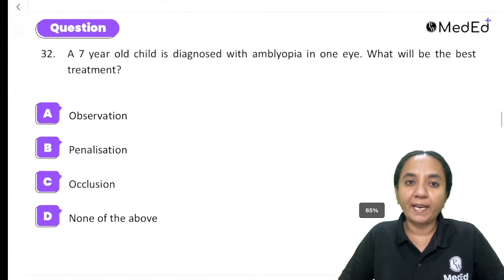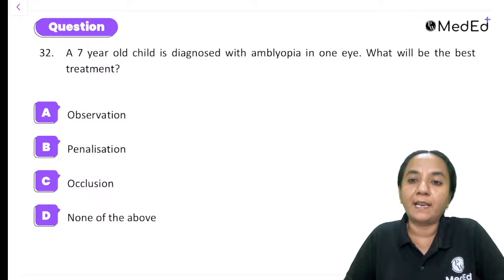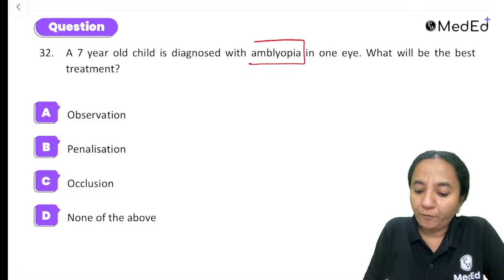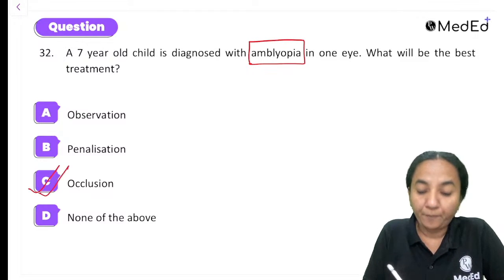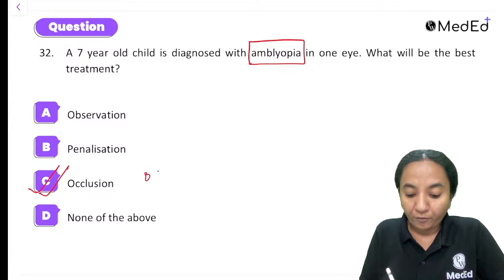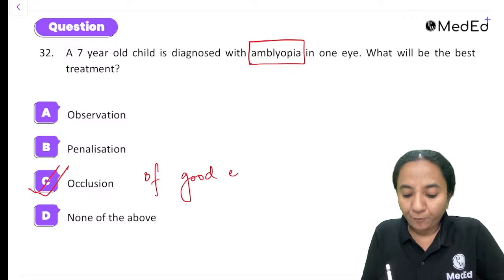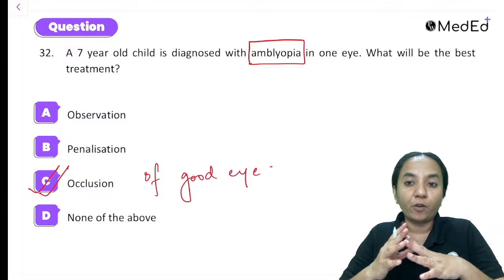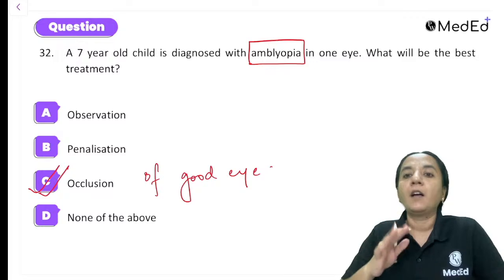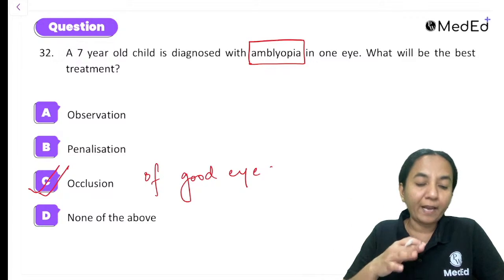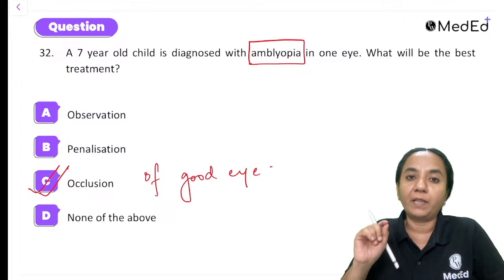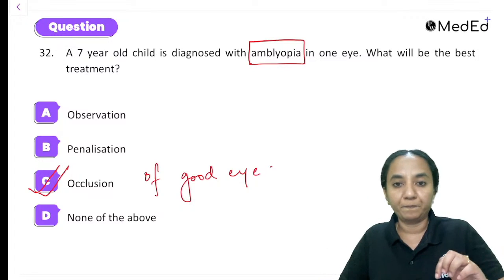A 7-year-old child is diagnosed with amblyopia. What is the line of management? So what is the first line of management for children with amblyopia? It is occlusion. Occlusion therapy is the first line of management. Now, occlusion of which eye? Occlusion of the good eye. We are obviously not going to occlude the bad eye of the patient. We are going to occlude the good eye of the patient and force the child to use the bad eye. Right? So the first line of management of children with amblyopia is occlusion of the good eye.